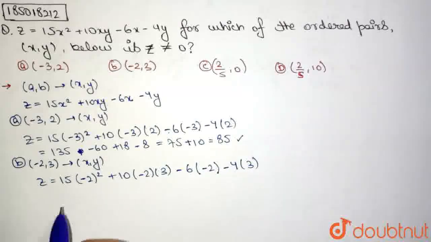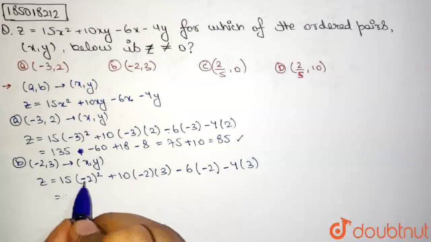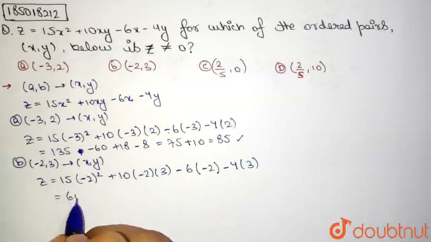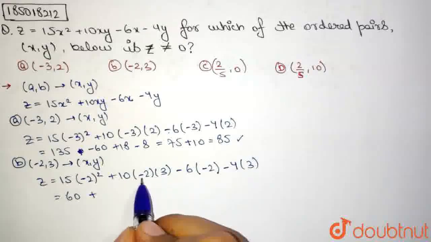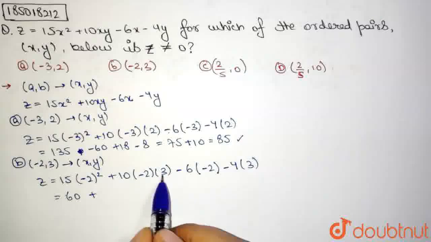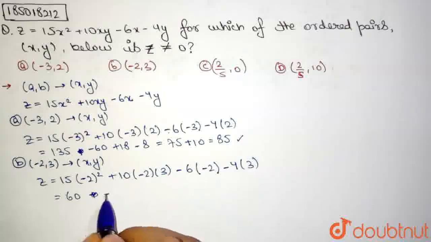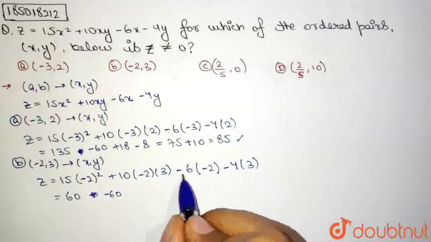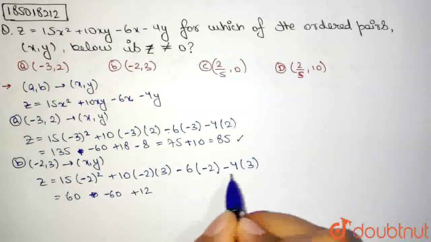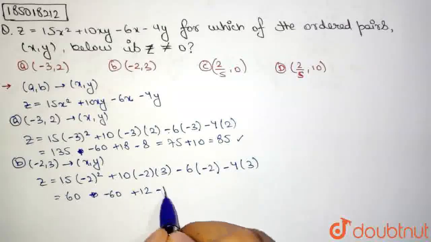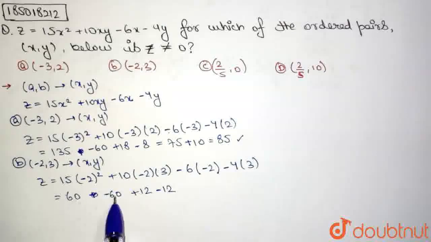And upon simplification, this is 15 times of minus 2 squared is 4. So 60 plus 10 times 3 is 30 and minus 2. So 10 into minus 2 is minus 20, into 3, which is minus 60. So it is going to be minus 60 for this second term. Then we have minus 6 times minus 2, which is equal to plus 12. And minus 4 into 3 is minus 12. So as we can see, 60 minus 60 both cancel out, plus 12 minus 12. So this is nothing but equal to 0.